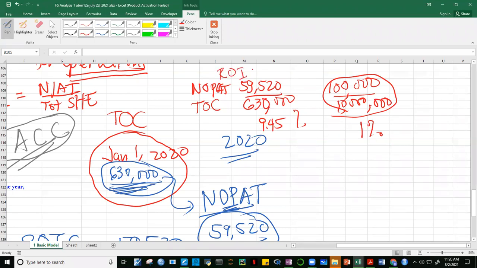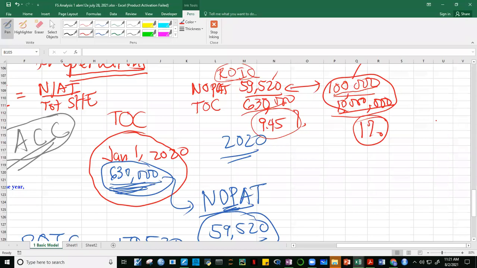Kasi tinitingnan natin, okay, just don't look at the NOPAT. I hope I'm not sounding like a broken record here. I keep on harping na hindi enough just to look at the NOPAT at sabihin natin na mas magaling performance ni Company B kaysa kay Company A. No? Tingnan mo, on the bigger picture, ito ang ginamit nila 630 beginning capital, ito 10 million. So, sino mas magaling? Di si Company B. Kasi yung ROIC na ginamit natin, it's a relative measure of how the company was able to generate value for the shareholders. Ito 1% lang.